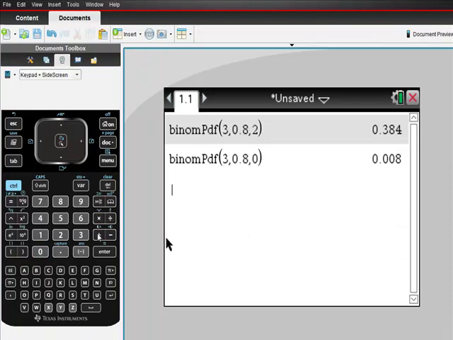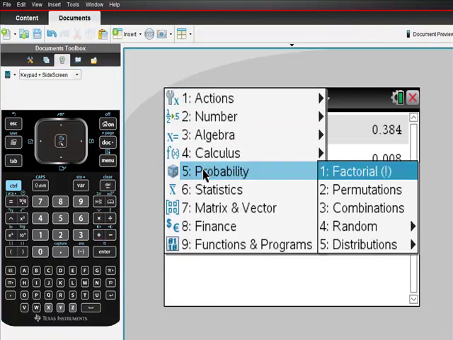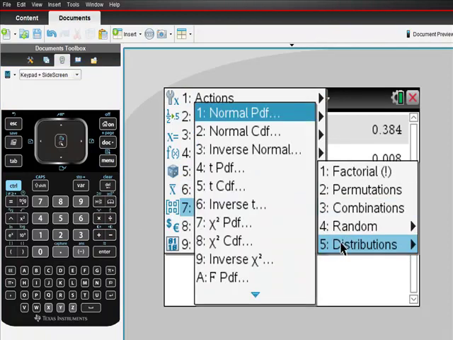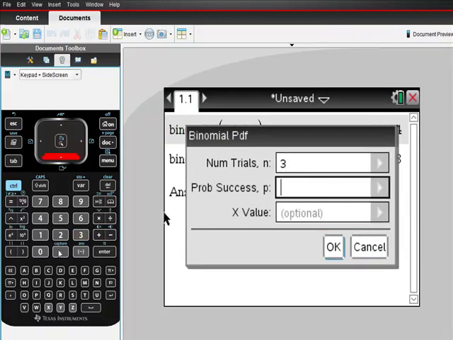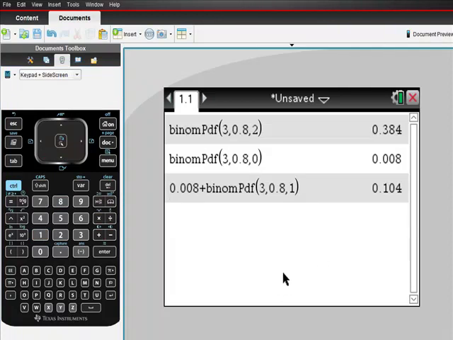Check this out. All you have to do now is just put plus. So it's that answer plus the probability that maybe one of them is alive. Same thing, back to menu, probability, distributions, down to here, 3, use your cursor to go down, 0.8 is the probability of success, cursor down, we want to know the chance of one of them. But look what we got, it added this one plus this probability to give us a 10.4% probability, so I think that's not bad. Let's do the last one really quick.